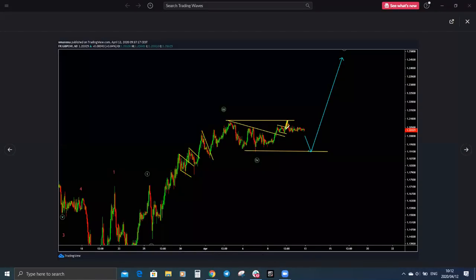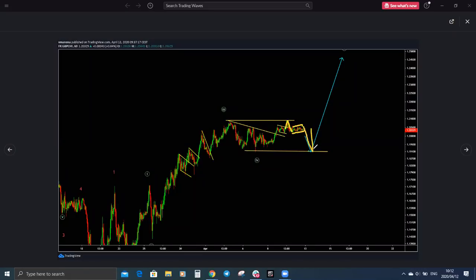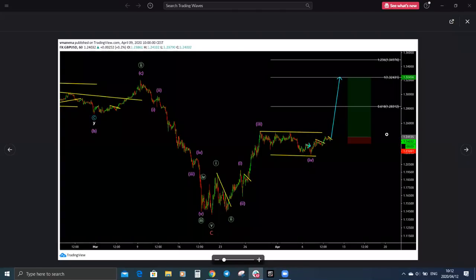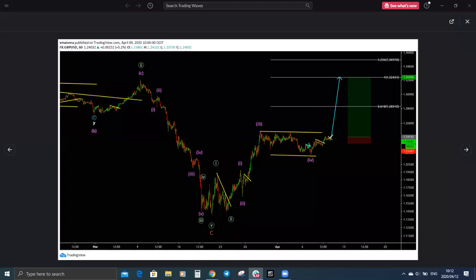As you can see, it broke out of the flag. Now we're looking for this one to at least retest the low here before making a move to the upside. Pound US dollar took this one here at 24. The pound went up to about 25, about 100 pips up to this level.